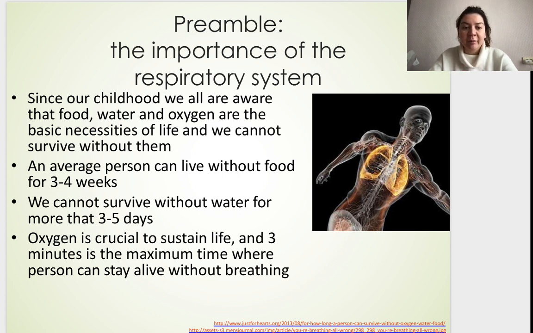All of us remember that food, water and oxygen are basic necessities of life and we can't survive without them. But the average person can live without food 3-4 weeks, without water 3-5 days, and oxygen is crucial to sustain life, and 3 minutes is the maximum time a person can stay alive without breathing.